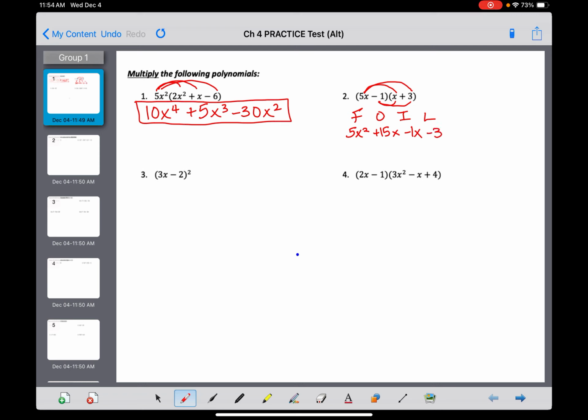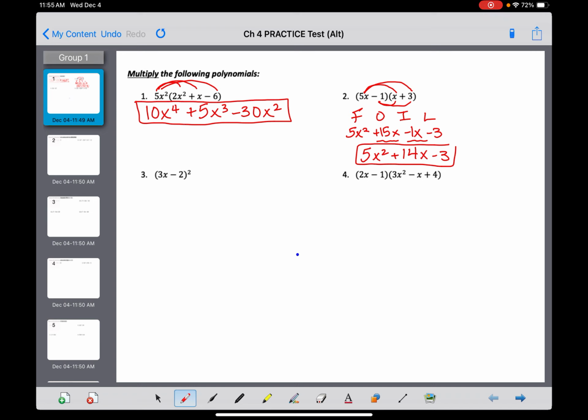And then we do have like terms. The negative 1x and the positive 15x we can combine together. So that's going to give us a final answer of 5x squared plus 14x minus 3.